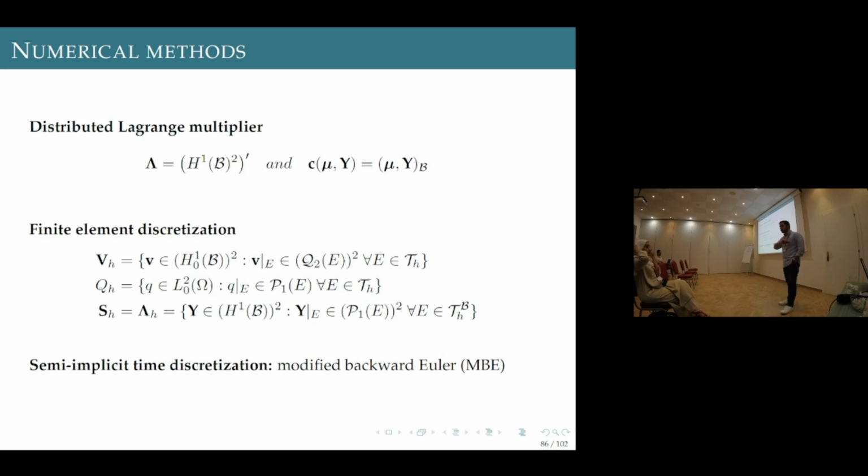In the previous part, I showed some numerical tests with the H1 multiplier. Now we work with the L2 scalar product. For the finite element discretization, we work with the Q2 element for the velocity, the P1 element for the pressure, and S_h and lambda_h in P1. Here we are using square meshes for both solid and fluid, and we work with the modified backward-Euler as time advances.